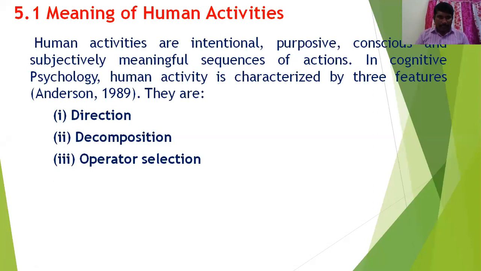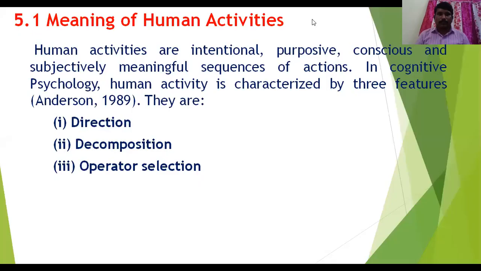In cognitive psychology, human activity is characterized by three features. They are: 1. Direction, 2. Decomposition, 3. Operator selection. Direction: human activity is purposeful and directed to a specific goal situation. The second is decomposition. The goal that is to be reached is decomposed into subgoals.